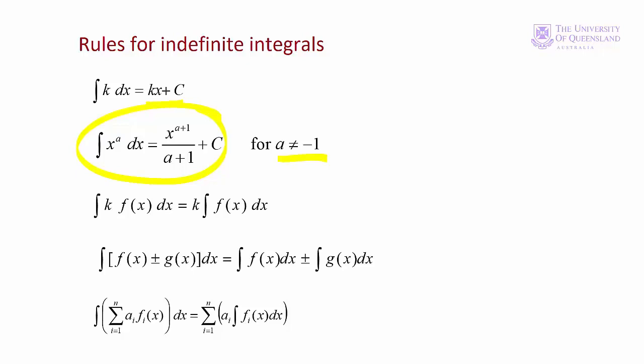If the integrand is multiplied by a constant, we can take the constant outside the integral. We have a sum and difference rule. So if you have the sum of two functions in the integrand, or the difference of two functions, then we can separate the integral and make it simpler. If we have a summation sign, that's just a special case of the previous rule.